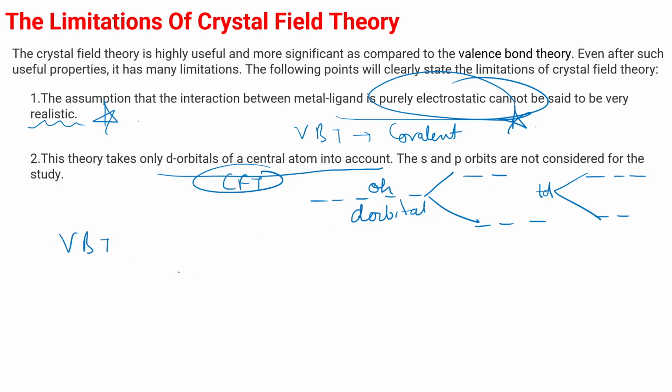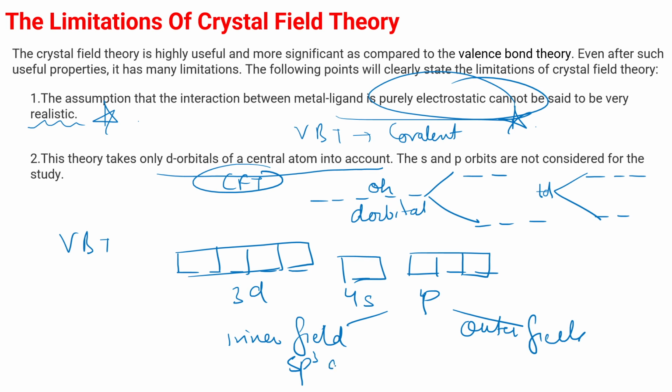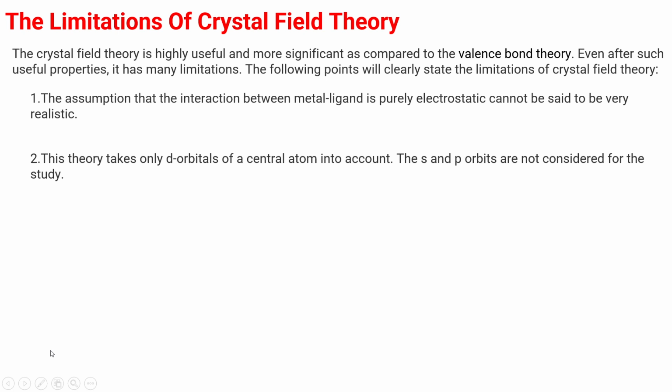While in the case of VBT, if you remember, we have d orbitals, we have s orbital, and we have p orbitals. There we saw that hybridization occurs, d s p, 3d 4s 4p. We saw two types of complexes, inner field complexes and outer field complexes. There we studied hybridization sp3d, d2sp3 or sp3d2, taking into account the s and p orbitals. In the case of CFT, we are only considering the d orbital. So that is a limitation: why are we not considering the s or p orbital?